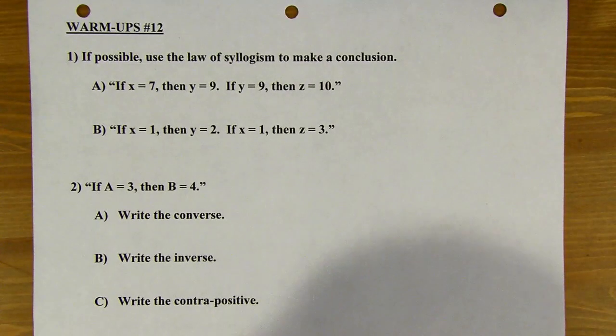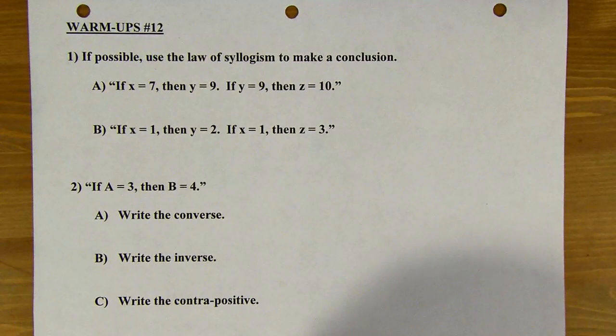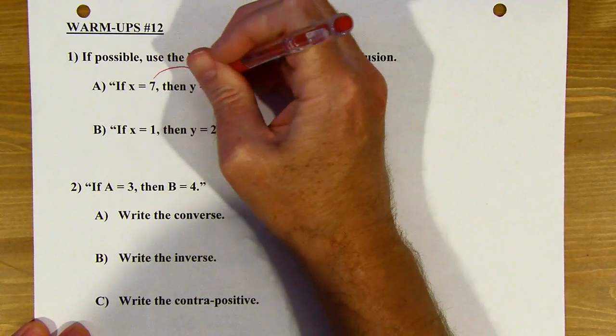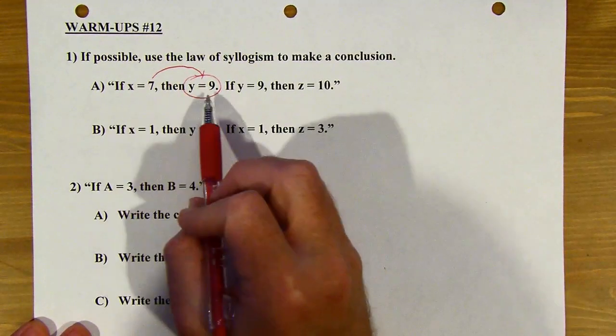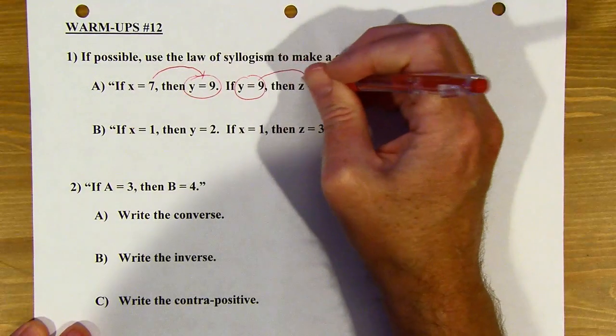Okay, here's warm-up number 12. If possible, use the law of syllogism to make a conclusion. Okay, so if x equals 7, then y equals 9. So we know if x equals 7, that leads to y equaling 9. Here we have if y equals 9, that leads to z equaling 10.